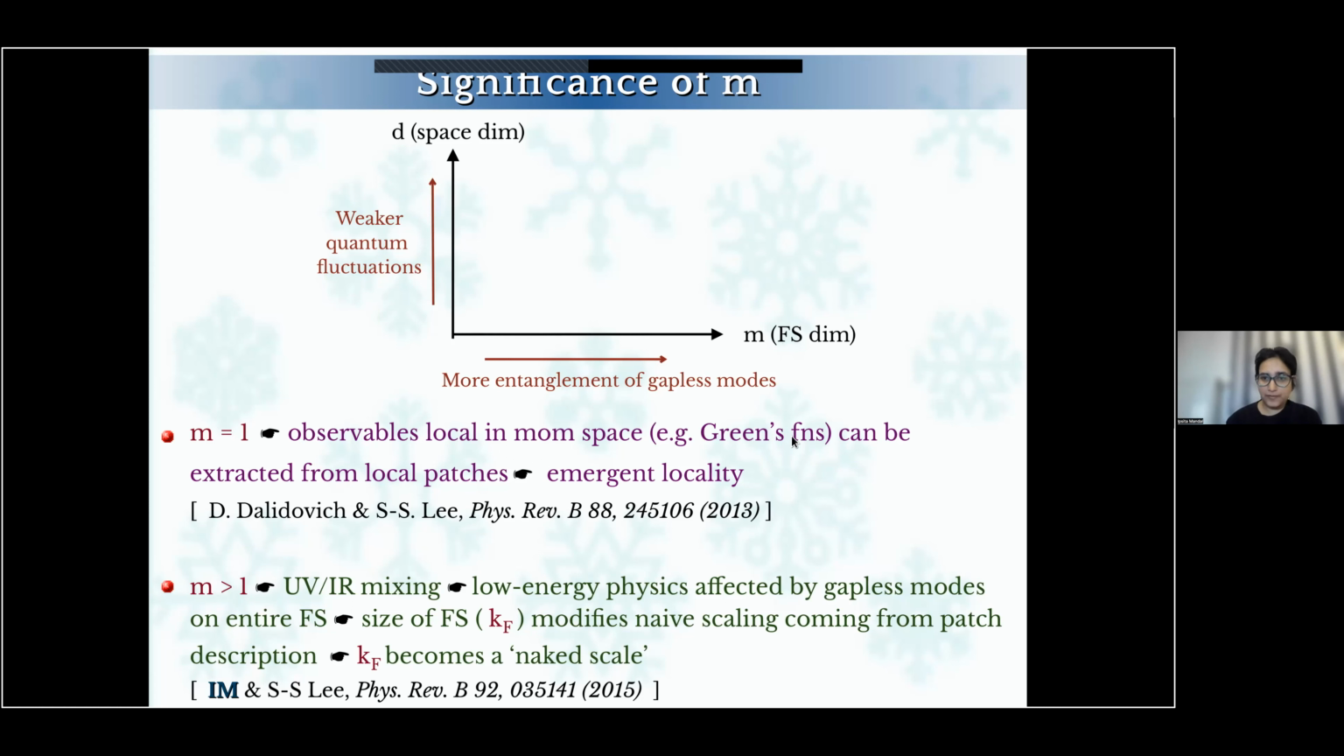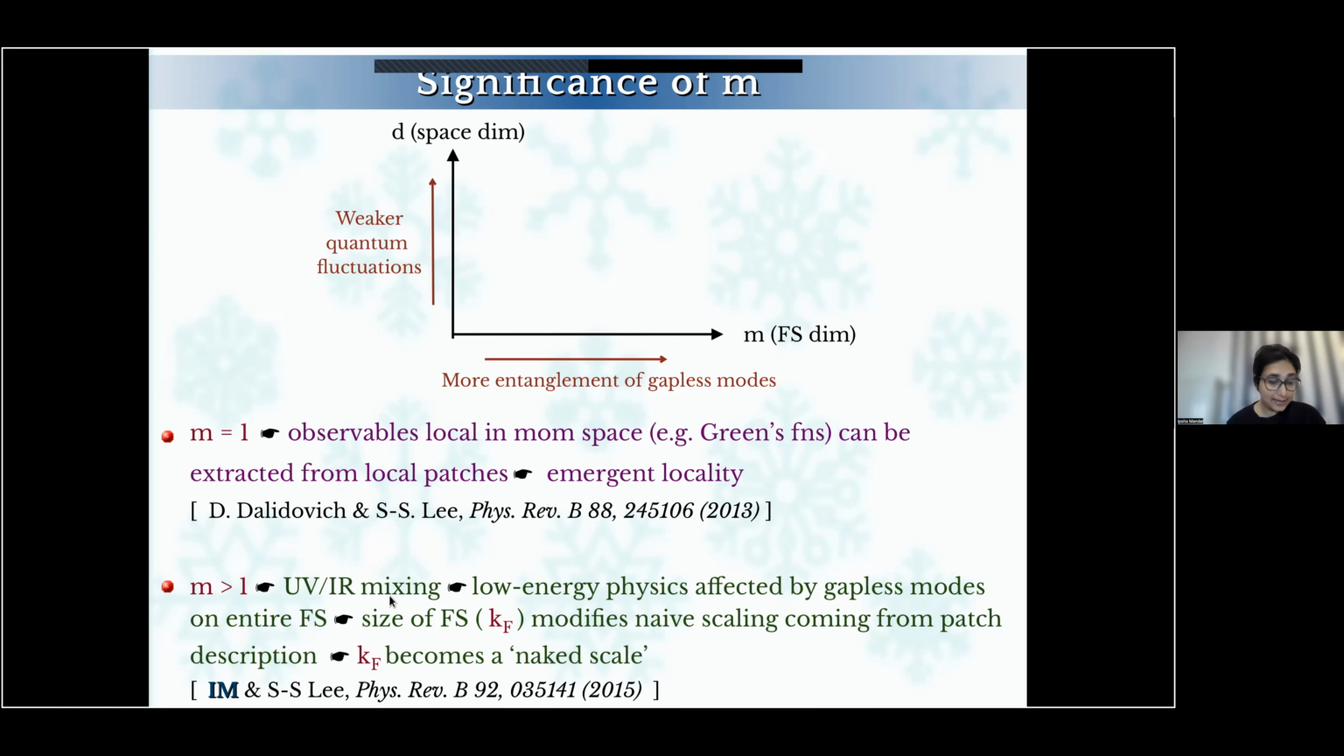Therefore, physical properties like the Green's functions can be extracted from local patches. And there is an emergent locality in the momentum space for these m equal to 1 systems. However, if m is greater than 1, there is an emergence of the mixing of ultraviolet and infrared physics.